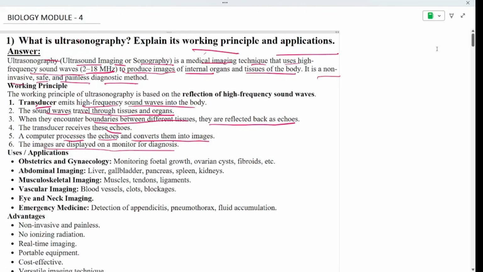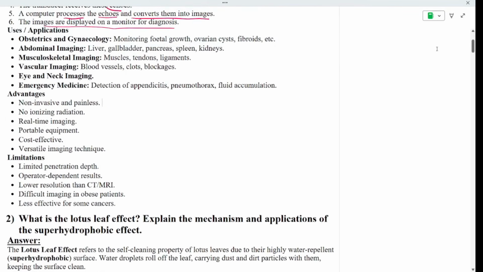See how it is applied: in obstetrics and gynecology for monitoring fetal growth, ovarian cysts and fibroids. Next is abdominal imaging, that is liver, gallbladder, pancreas, spleen and kidneys. Musculoskeletal imaging is for muscles, tendons and ligaments. Next is vascular, for blood vessels, clots and blockages. Next is eye and neck imaging, and medical emergencies like appendicitis, fluid accumulation and pneumothorax.